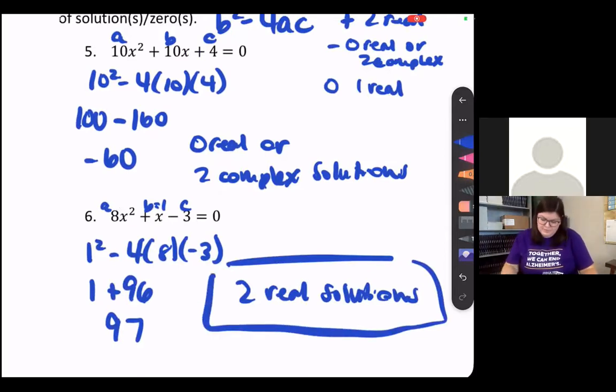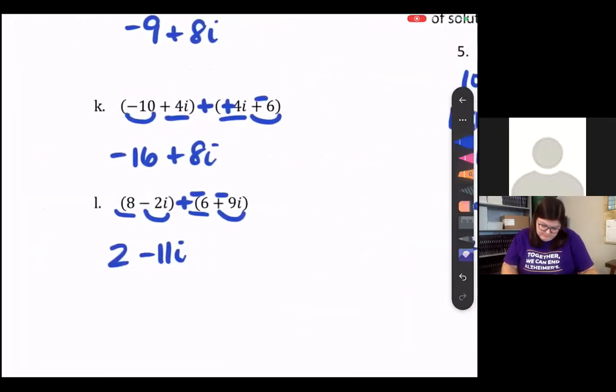Okay, so that's it for the front page. Now we're going to go to the back.